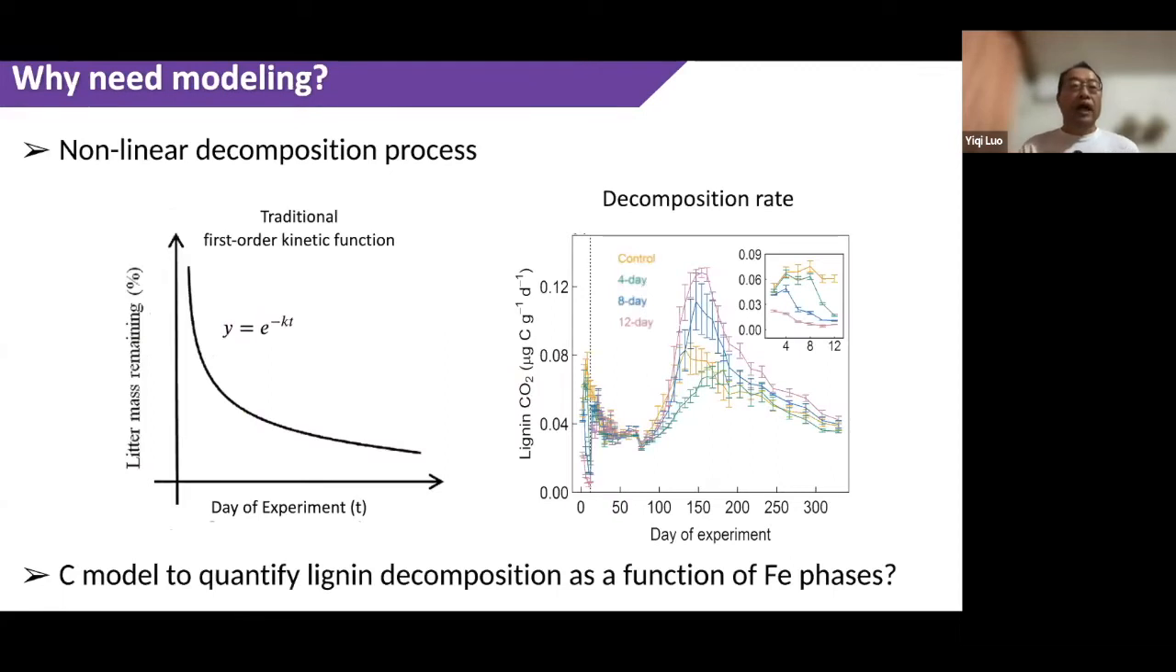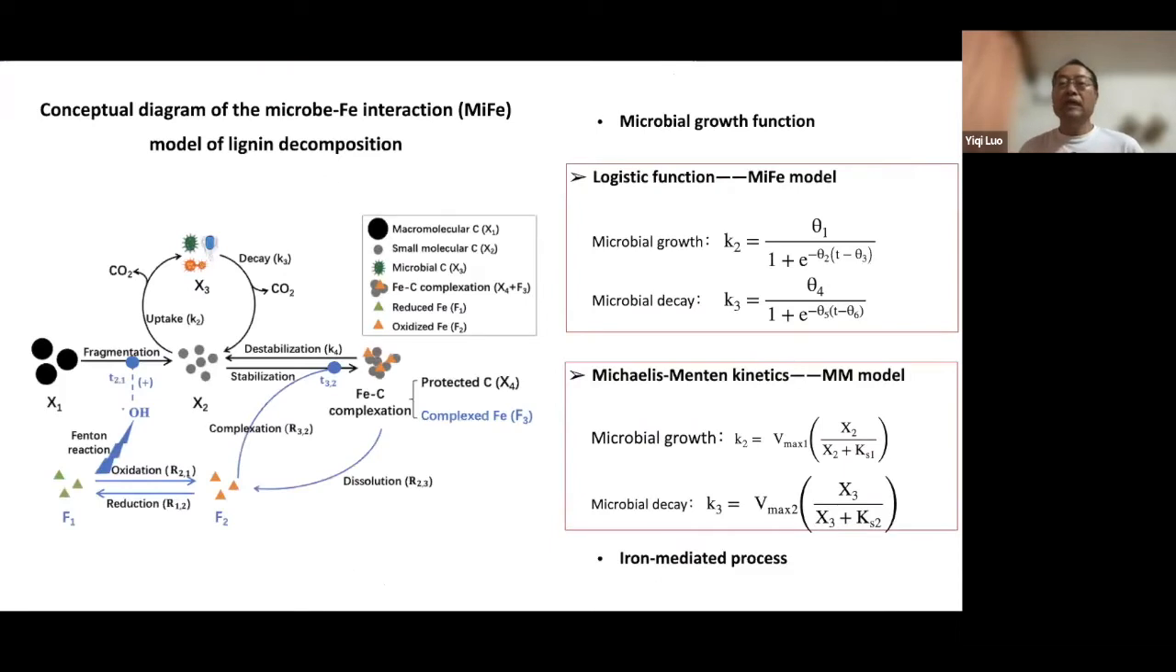So as I mentioned, the decomposition rate pattern from lignin decomposition is quite different from the traditional first order kinetic decay pattern. So we developed a model and used the so-called first order kinetics. We also used the Michaelis-Menten kinetics, and the so-called logistic function. We developed that logistic function purely because of the data. Because none of the Michaelis-Menten equation or the first order could fit the data well, we tried different functions to see how we can best reproduce the observations.